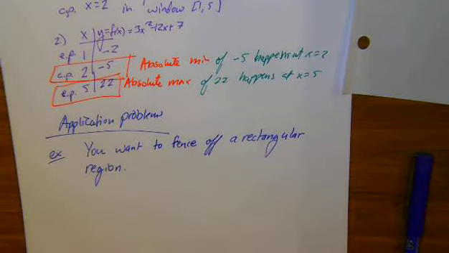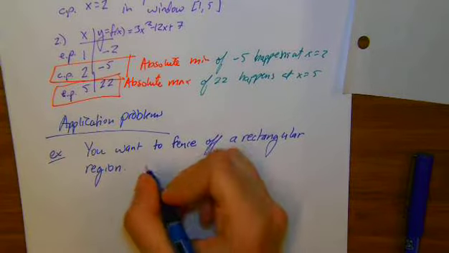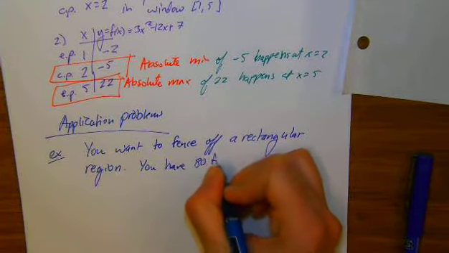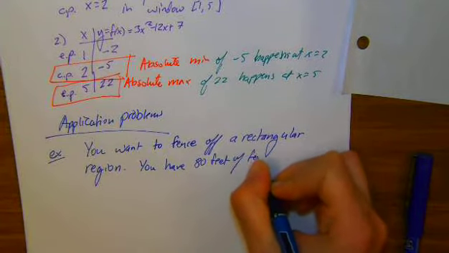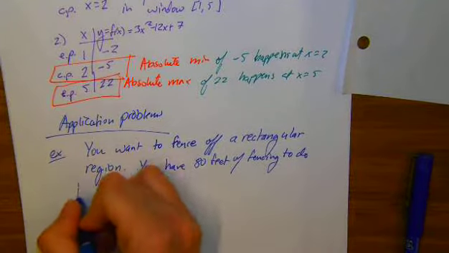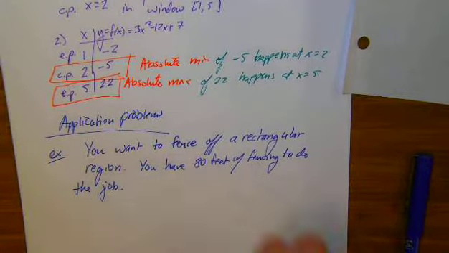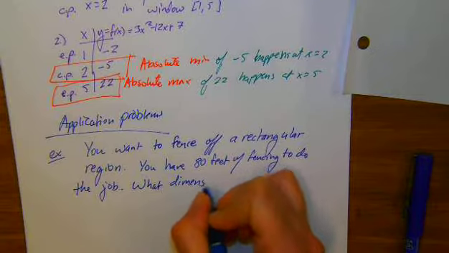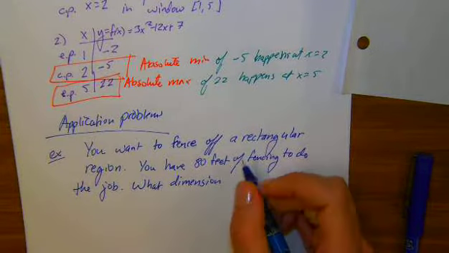Okay. You went to Home Depot, you had a limited budget with their sale and everything, you only buy 80 feet of fencing. Whatever reason why you have this constraint, that's what you're dealing with. You have 80 feet of fencing to do the job. What dimensions would maximize the area of this yard?